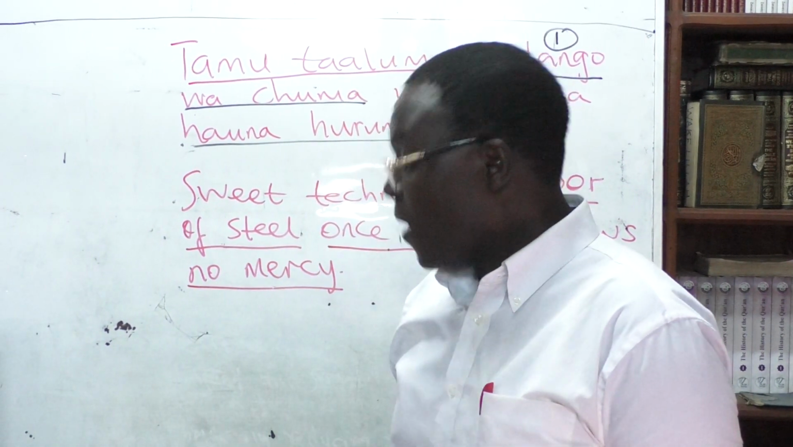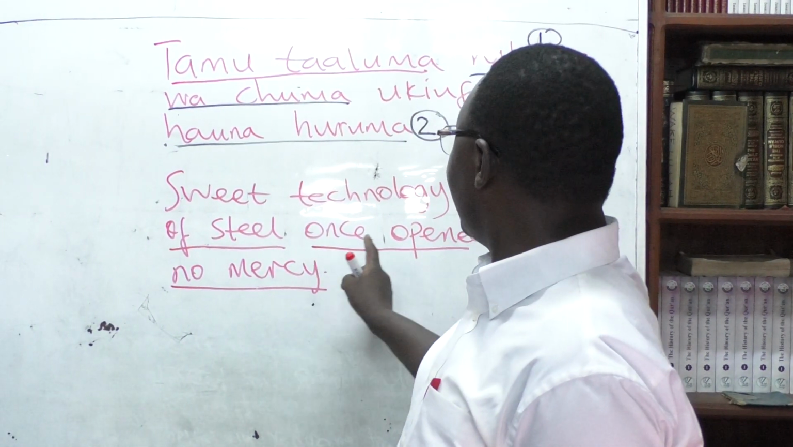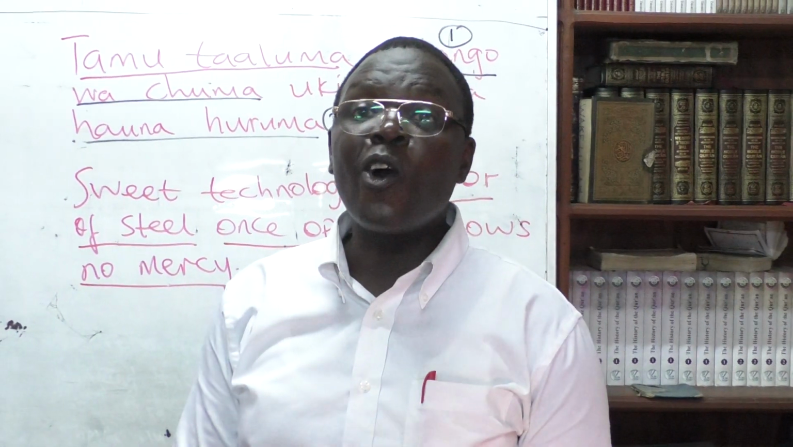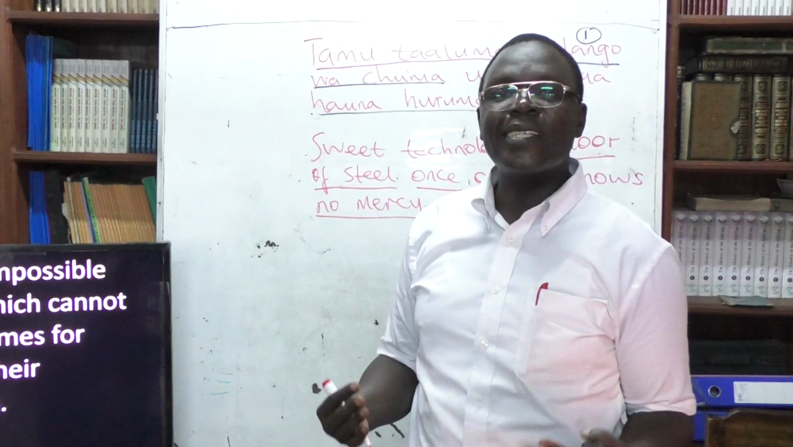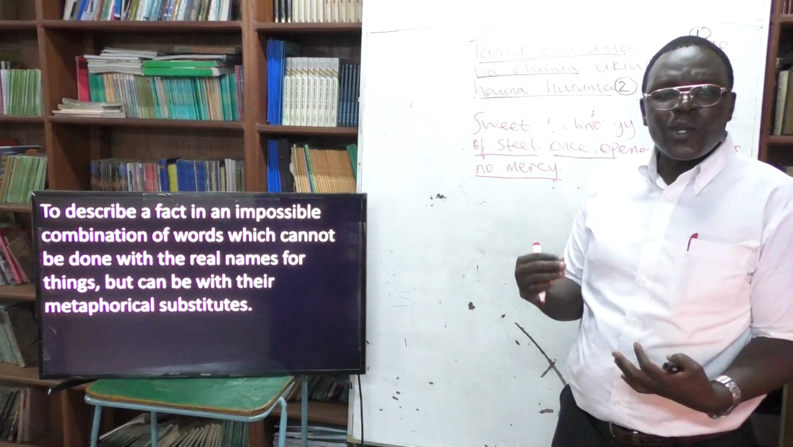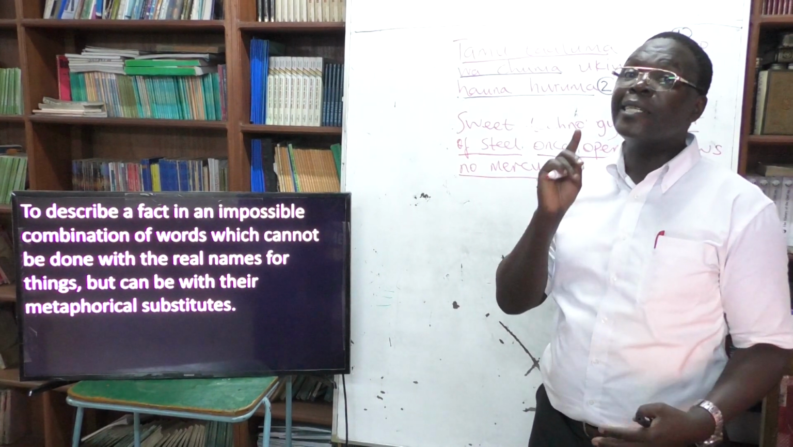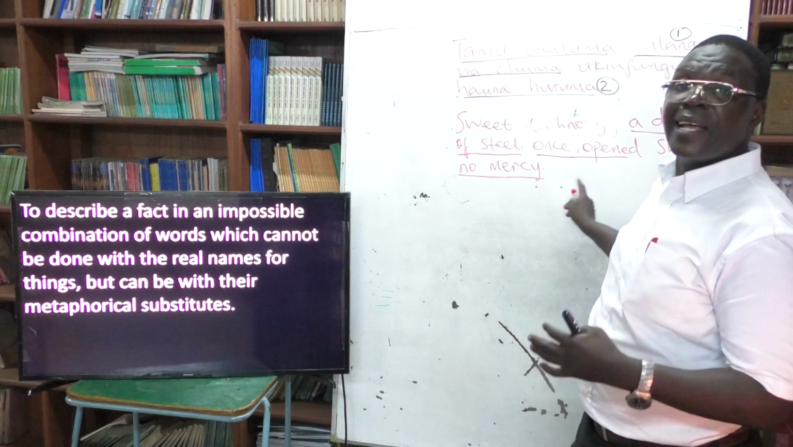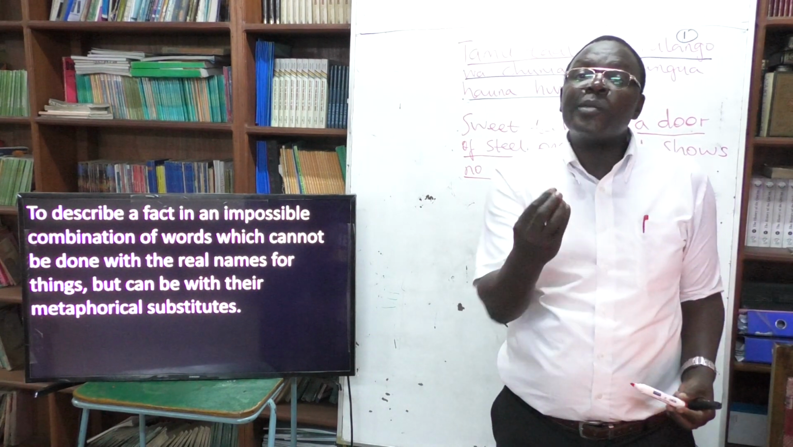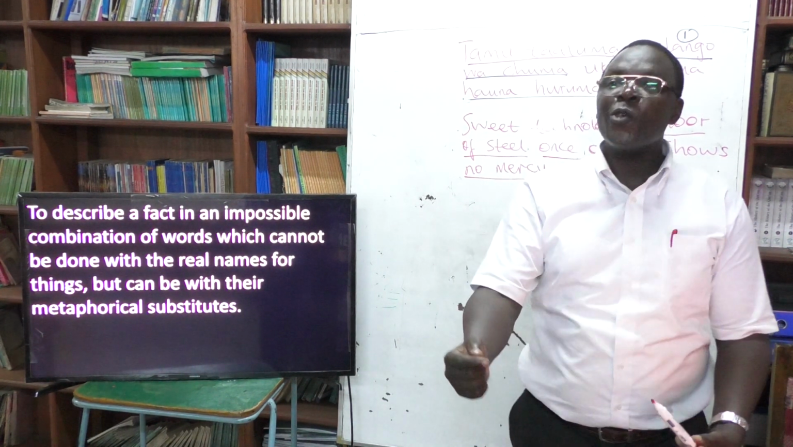Now, for the facts, we want to describe that technology is so sweet that the doors we used to know are doors made of wood. That is sweet technology. Now, we have a door made of steel. Technology has taken us to a level where we have a door of steel. And that door is not an ordinary door. It's a door that once opened shows no mercy. A door is supposed to be an instrument of hospitality, an instrument of welcoming, an instrument of friendship. You open the door, you come in.